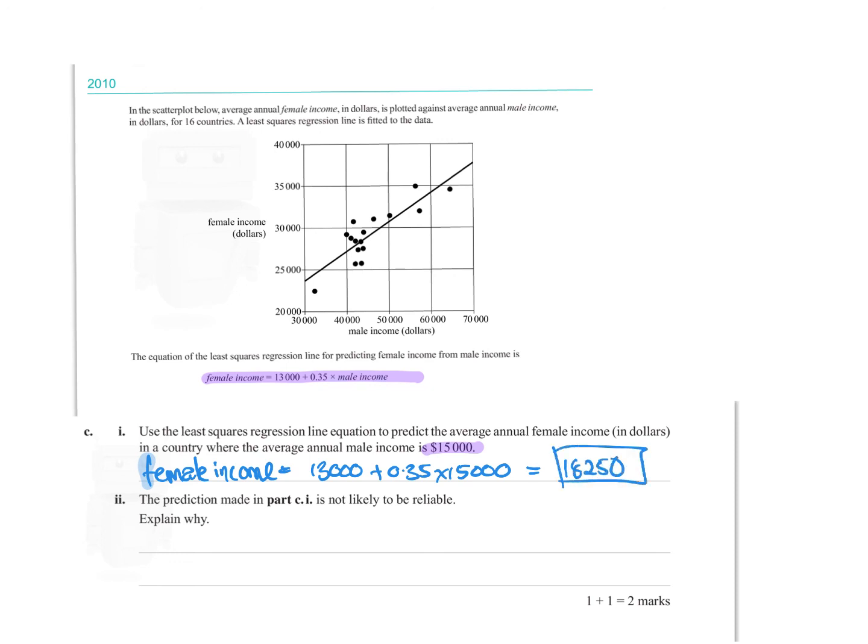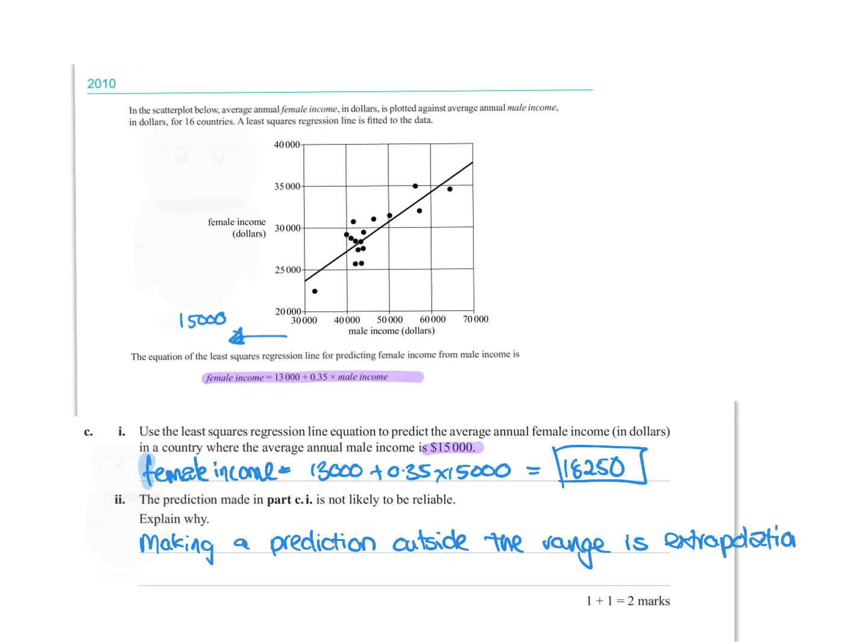And the prediction in part B is not likely to be reliable. Explain why. So if you look at 15,000, 15,000 would be down here on the range, so it's outside the range. So we were going to say, making a prediction outside the range is extrapolation and not reliable. Okay.